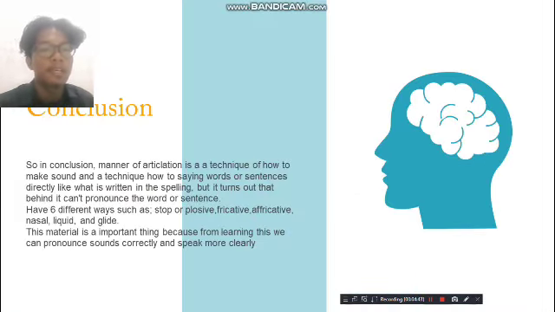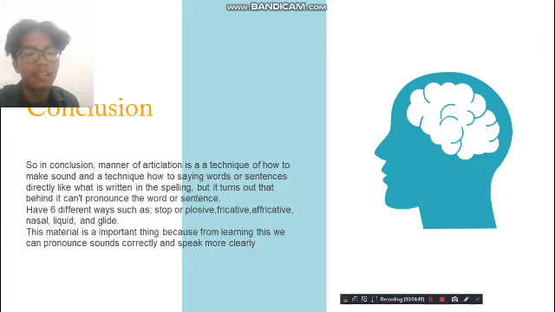And we come to the last, which is the conclusion. So in conclusion, manner of articulation is a technique of how to make sound and how to say a word or sentence directly like what is written in the spelling, but it turns out that behind it there is a way of pronouncing the word or sentence. It has 6 different ways such as stop or plosive, fricative, affricative, nasal, liquid, and glide. So this material is important because from learning this we can pronounce sounds correctly and speak more clearly.